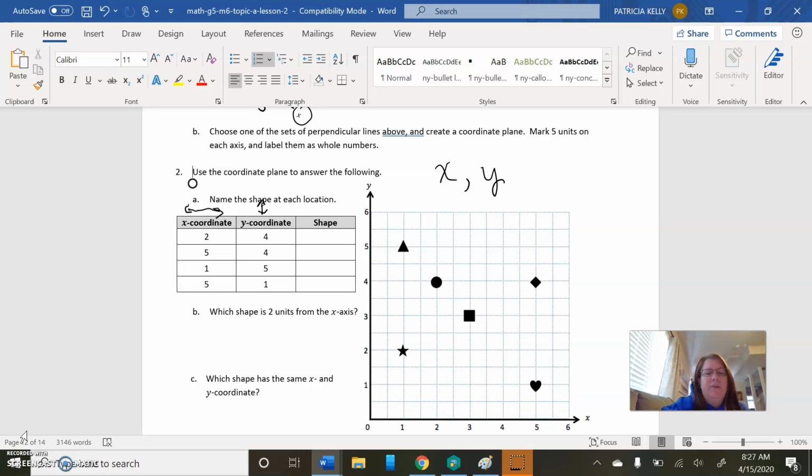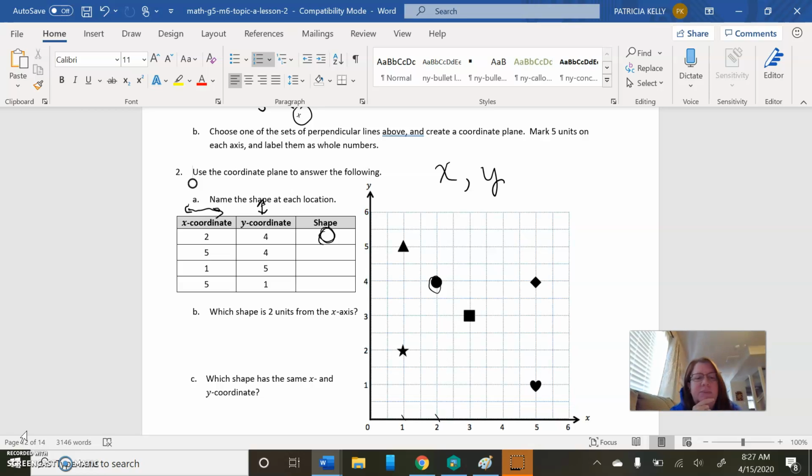Okay, so we're going to go across 2. Here's our whole number. So we have 1, 2, right? And we're going to go up the y-axis to 4. So 1, 2, 3, oh, here's 4. What shape do we have? We're going to put the circle in there, okay? You're going to do the rest of those super easy.